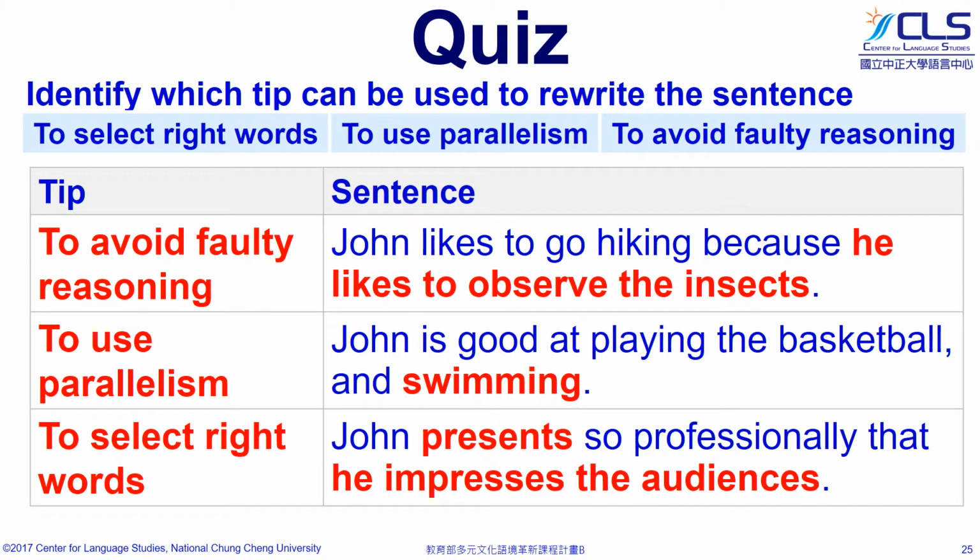Finally, when we write, we can use words that are more forceful. For example, we can replace gives a presentation with the verb present, everyone who listens with the word audiences, and make someone impressed with the verb impresses.